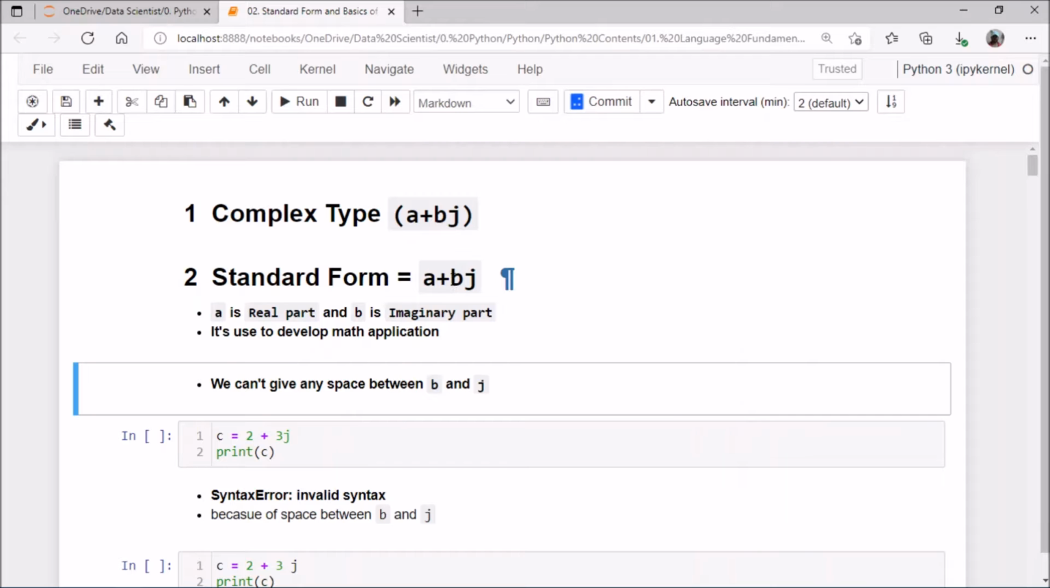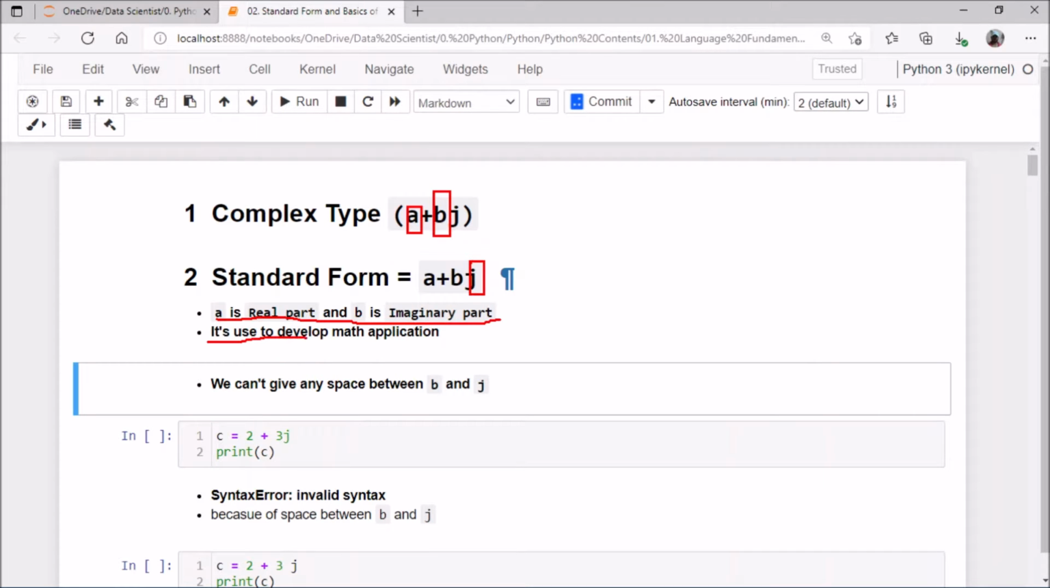Here you can see, a is considered as the real part and b is considered as the imaginary part. Okay, and j must be there in a complex number. If it is not given, then it is considered as 0j. So a is the real part and b is the imaginary part.